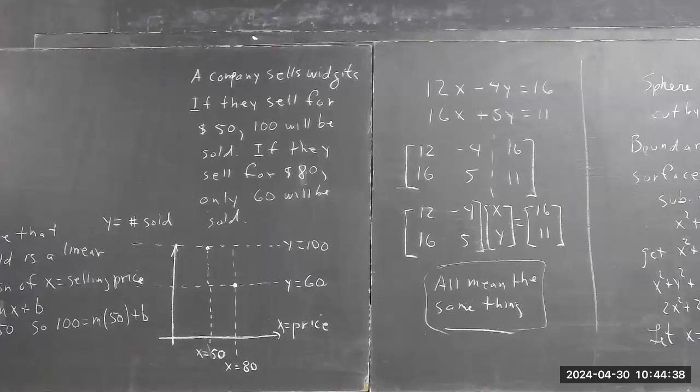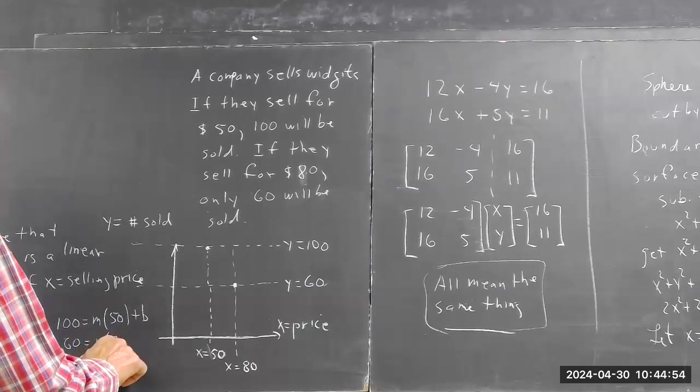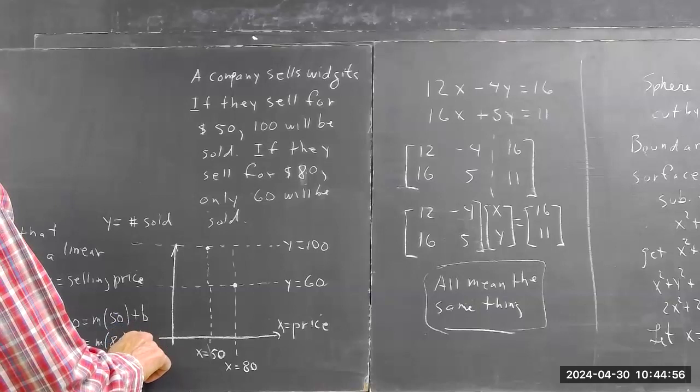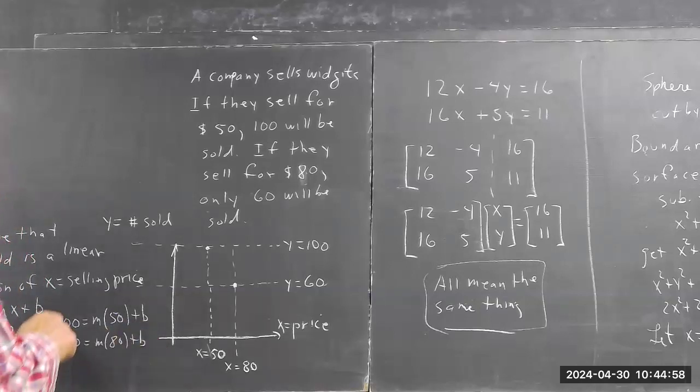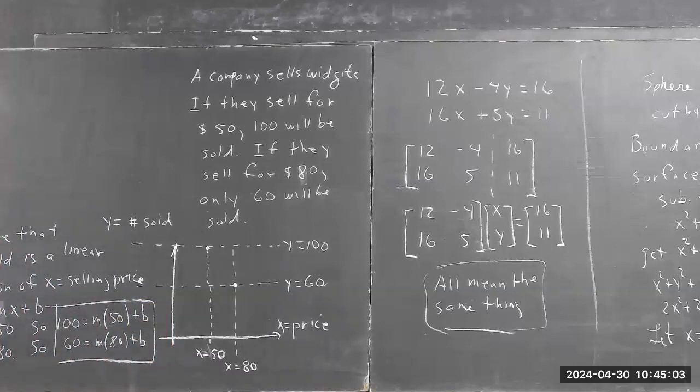Also, y equals 60 if x equals 80. So 60 equals m times 80 plus b. This is just a system of two equations that we can solve for m and b.